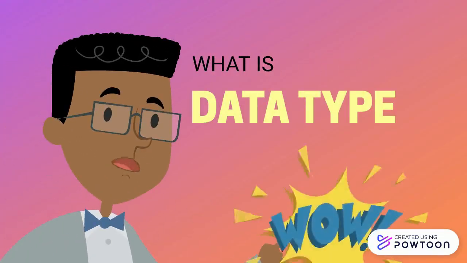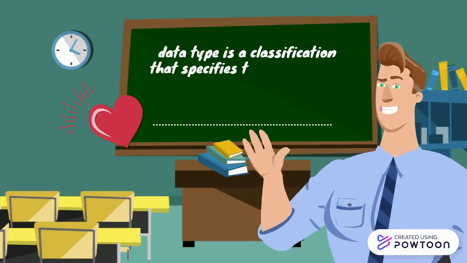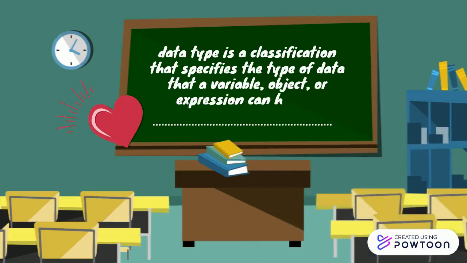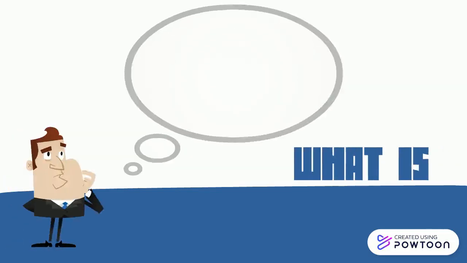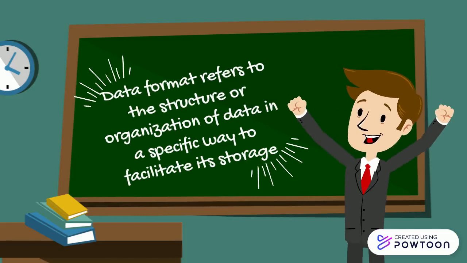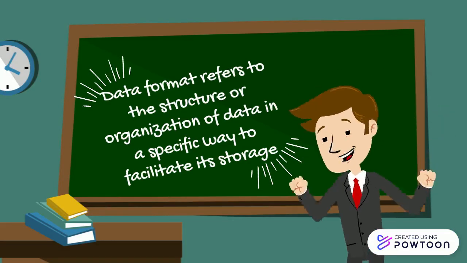Next is the data type. Data type is a classification that specifies the type of data that a variable, object, or expression can hold or represent. Next is the data format. Data format refers to the structure or organization of data in a specific way to facilitate its storage.